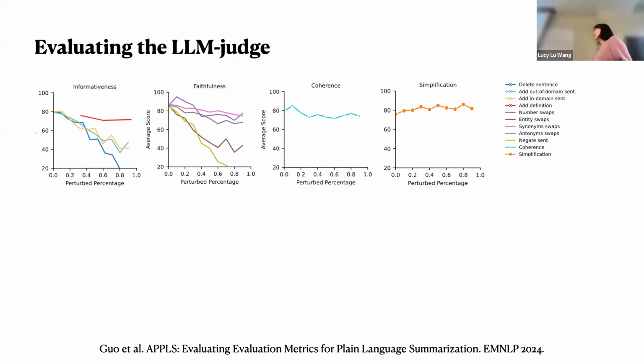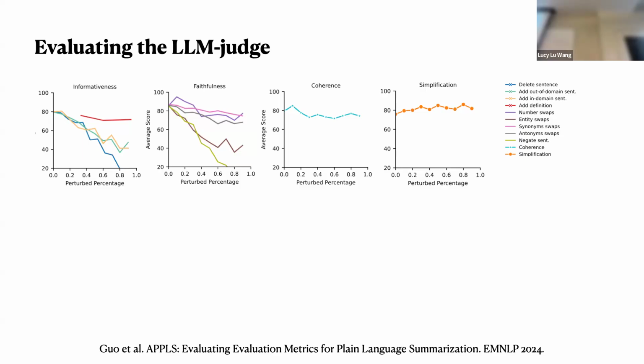And what we can see here is that for some perturbations, the LLM judge does in fact respond exactly how we would expect it to perform. So for example, this mustard colored line is negation. So we introduce more and more negation as the perturbed percentage increases. And we do in fact see that faithfulness goes down. That's what we want to see, right? Because we've negated a bunch of sentences.